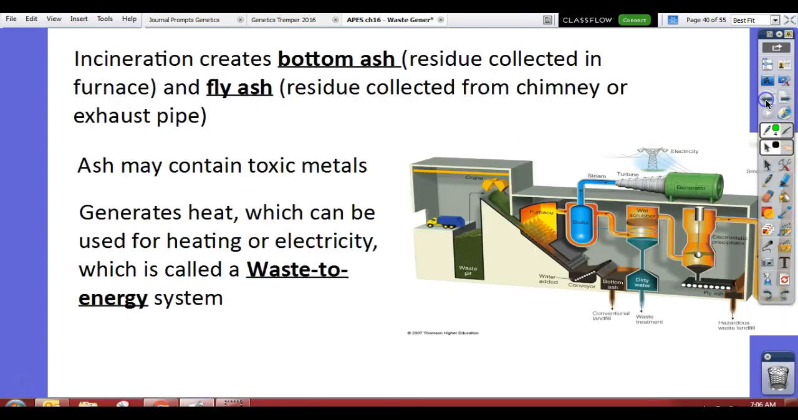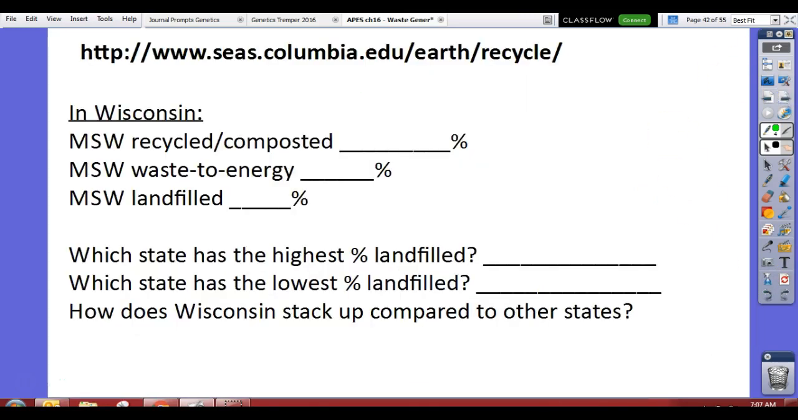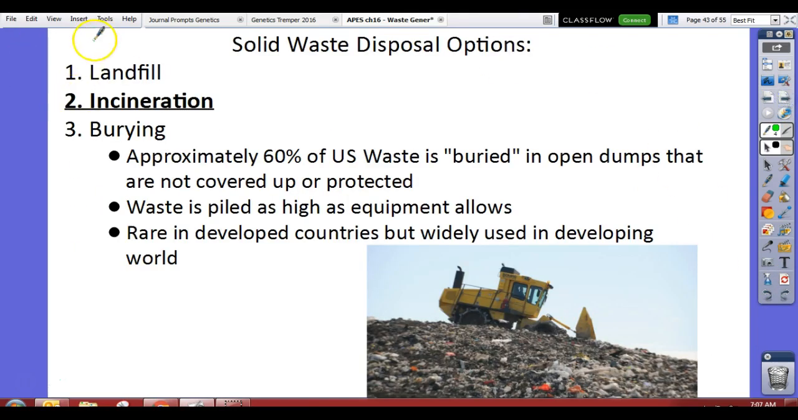So waste to energy plants, how many of them do we have? In Wisconsin, we have 2. I'm going to have to look up where we have them because I don't know off the top of my head. Minnesota has 9, New York has 10. Those are the big numbers. Other states don't have any. So they're not super common, waste to energy plants. We're going to look at this a little later.